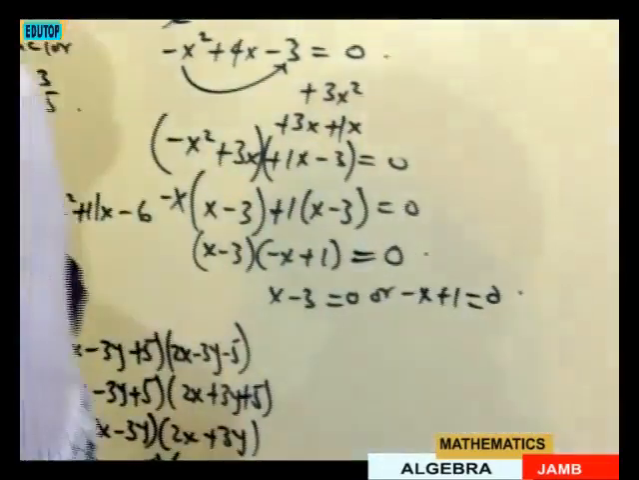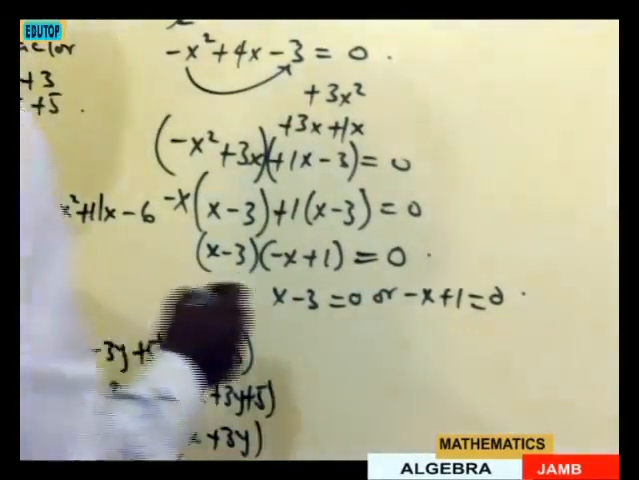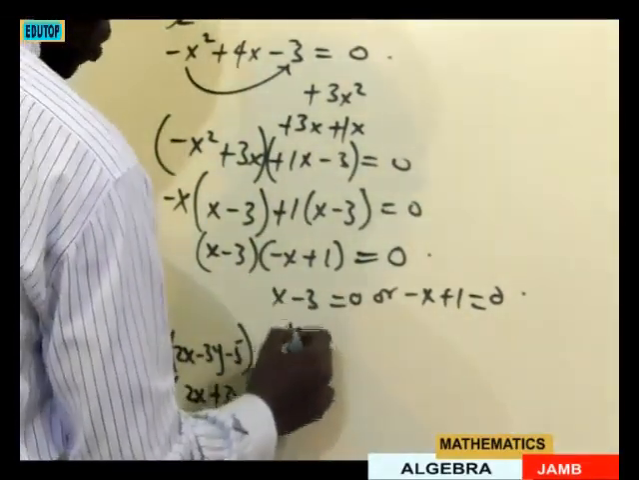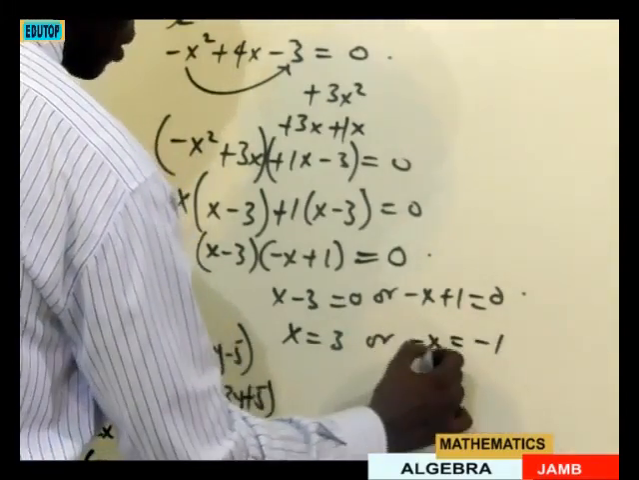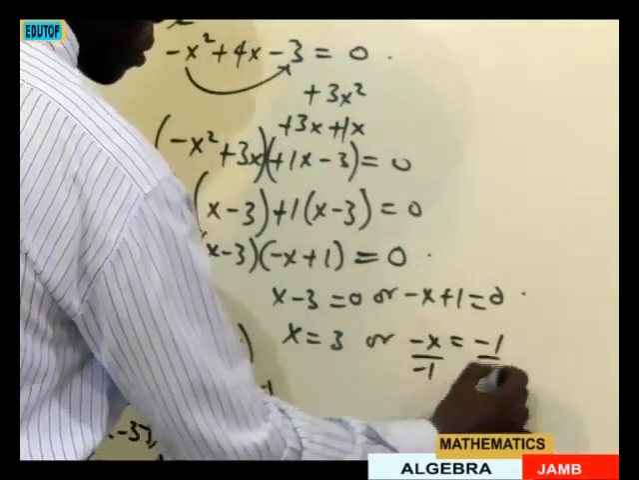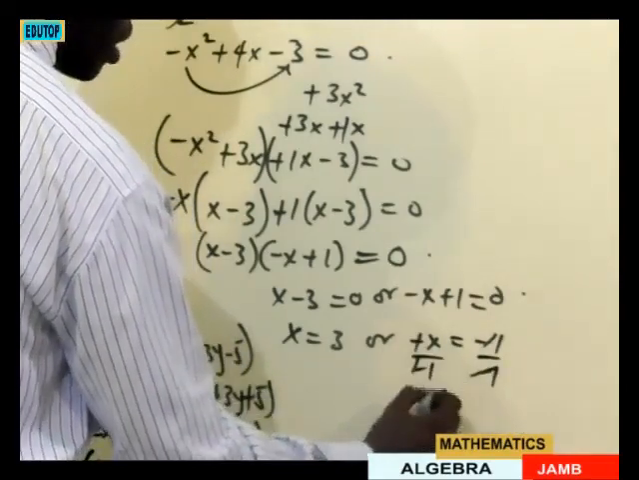The question asks us to find the two values of y. Now, here we have x equals what? 3, or minus x equals minus 1. Then divide both sides by minus 1. So my x will be equal to 1.